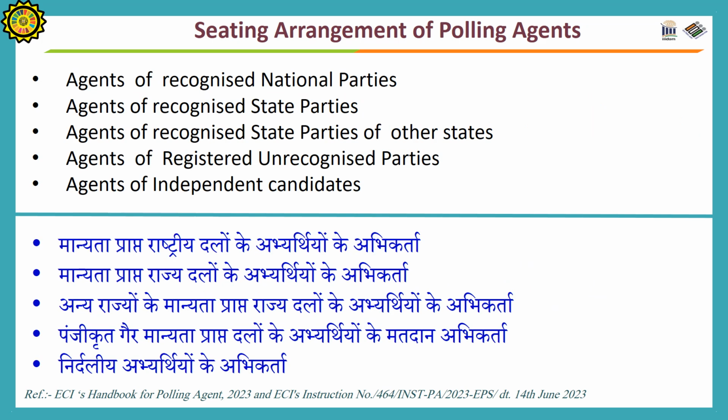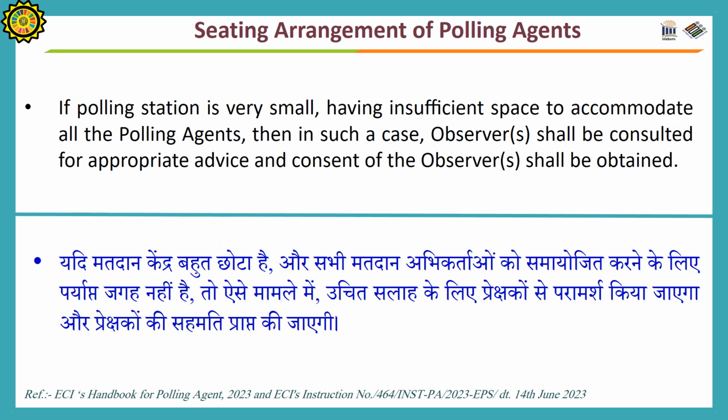The polling agents will be seated in this manner: agents of recognized national parties, agents of recognized state parties, agents of recognized state parties of other states, agents of registered unrecognized political parties, agents of independent candidates. If the polling station is very small, having insufficient space to accommodate all the polling agents, then in such a case the observer shall be consulted for appropriate advice and the consent of the observer shall be obtained.